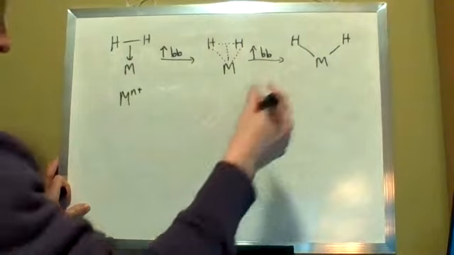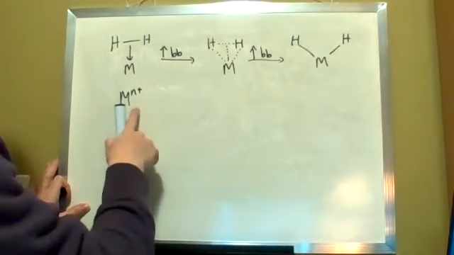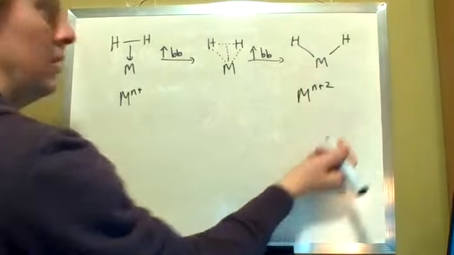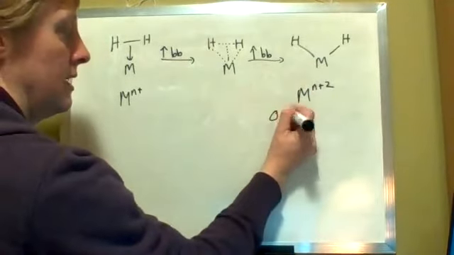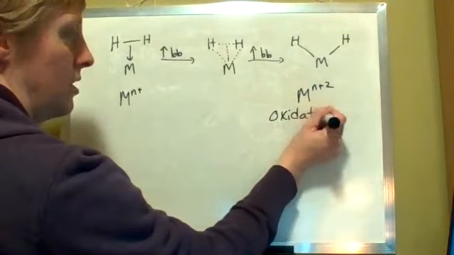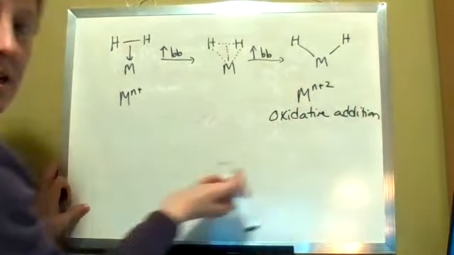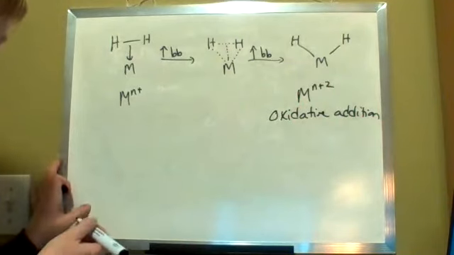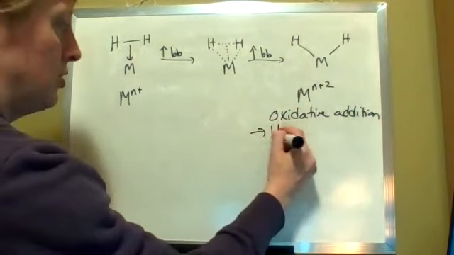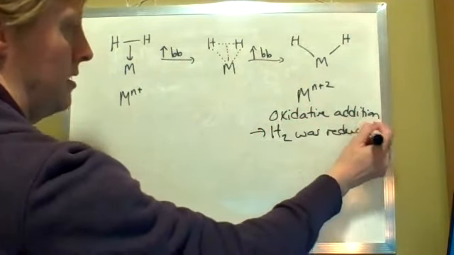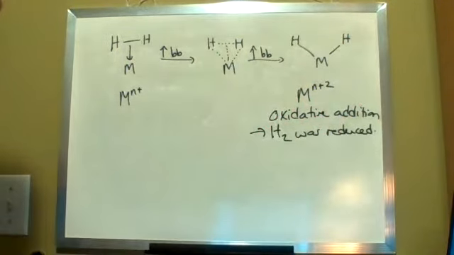In this case here, now you've gone from Mn+ to Mn+2. This is called oxidative addition. And we're going to talk more about these different types of reactions that we see in organometallic chemistry. But that H2 was reduced. Your metal was oxidized, H2 was reduced.